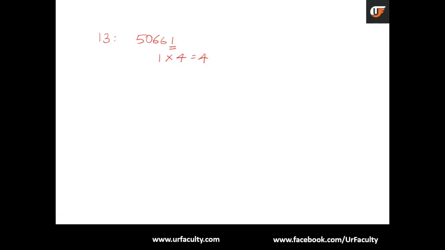And what do you need to do? You need to add this number with the remaining numbers. The remaining numbers are 5066 plus 4, which is equal to 5070. Now, repeat the process again. We divide this like this, multiply this number by 4, the answer is 0, and then you add the remaining numbers. You get 507. Again, split this up. Multiply this number by 4, you get 28. You sum this up with 50 and you get 78.